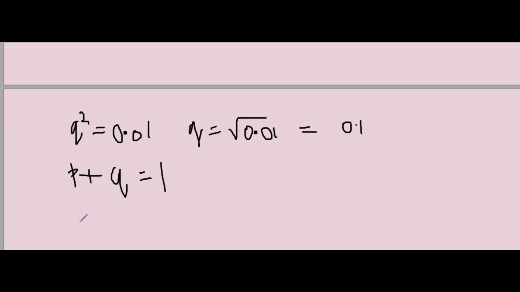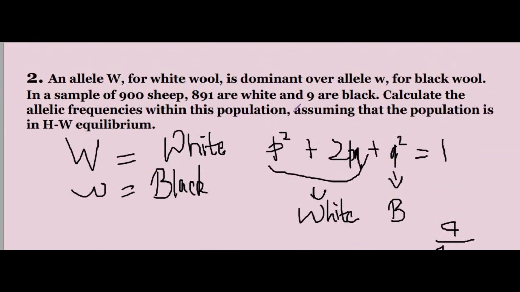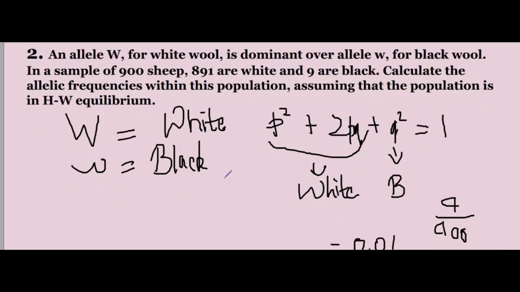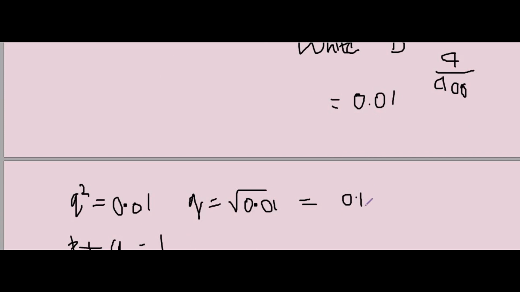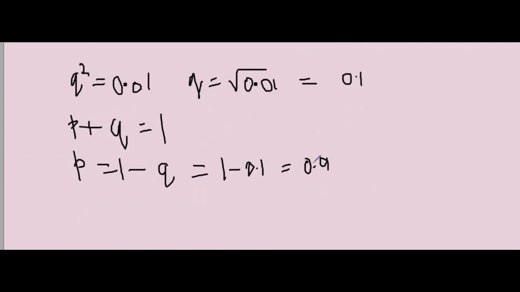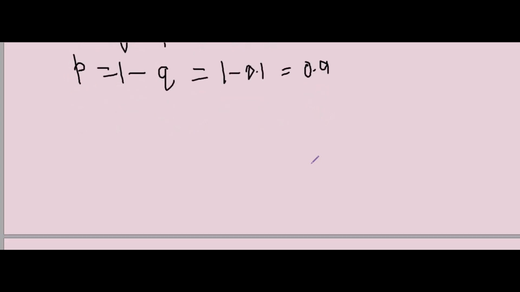We can calculate the value of p now, because we know the value of q, which is 0.1. So p equals 1 minus q, which is 1 minus 0.1, which is equal to 0.9. So what we would be asking in the question is, calculate the allelic frequency within this population, assuming that the population is in Hardy-Weinberg equilibrium. So the q value is 0.1 and the p value is 0.9. Hence the question is solved.